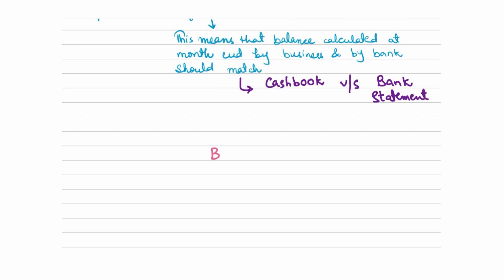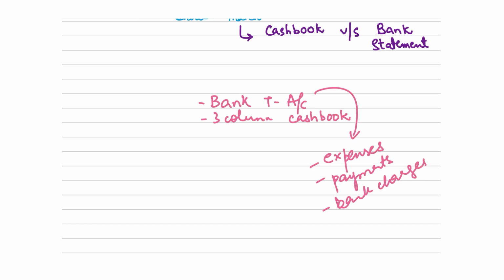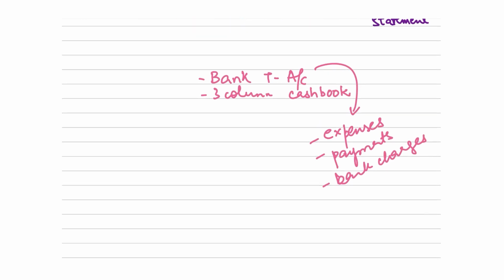Now, as we already know, all the bank related transactions of the business are recorded in the bank account, either in the bank T account or in the three-column cash book, which contains cash related transactions, the discounts received and discount allowed, and the bank column as well. So all the bank related transactions, for instance the expenses paid through bank, operating expenses, financial expenses, or the payments to suppliers, or the payments to bank, for instance interest on overdraft or bank charges, all of that would be recorded in the bank account.